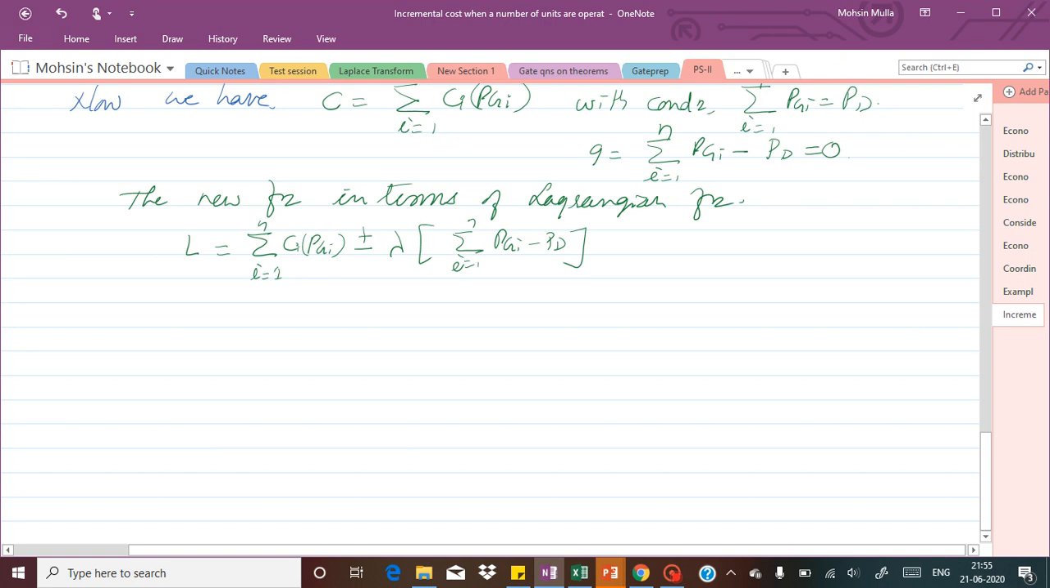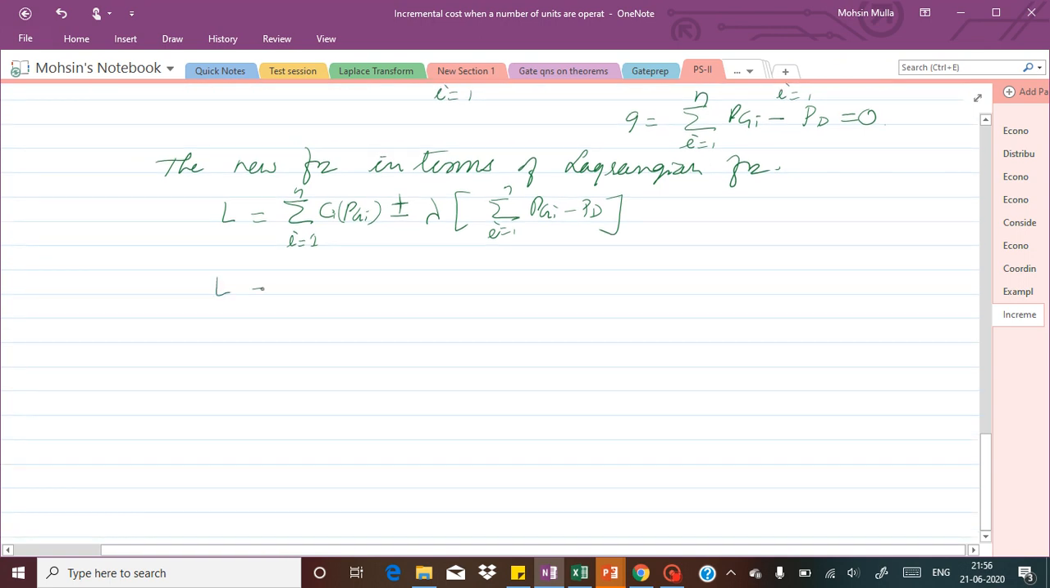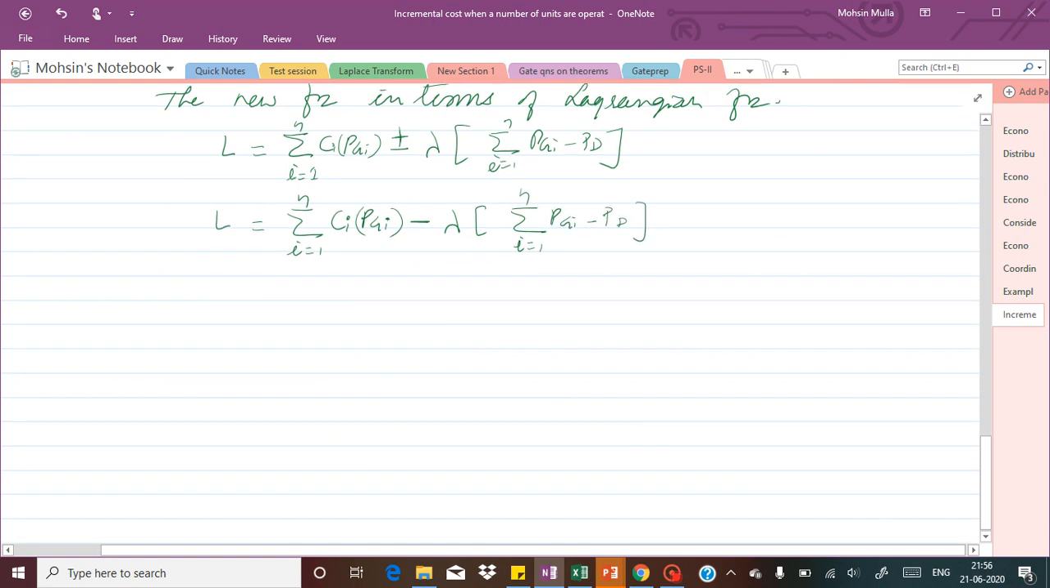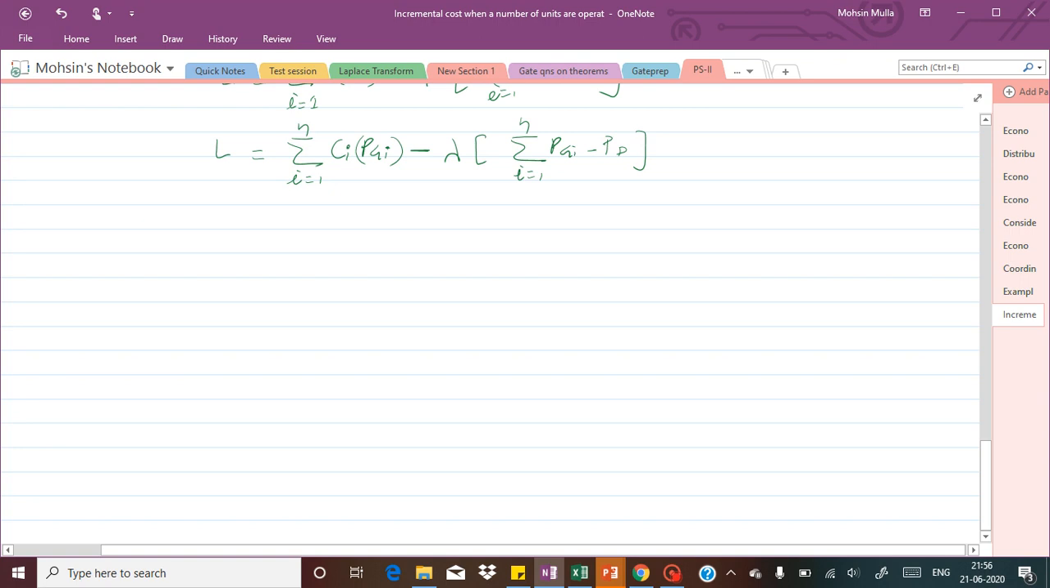So instead of using both plus or minus, we can choose any one sign. So let us choose the negative sign here. It doesn't make any difference; only the sign of whatever solution we obtain will change. So here let us take minus lambda times (sum of Pgi minus Pd). Now this is what the condition is.